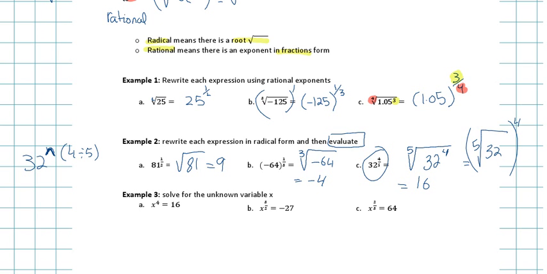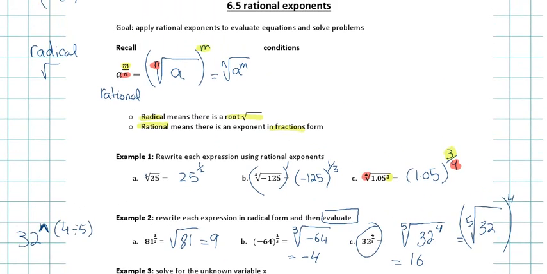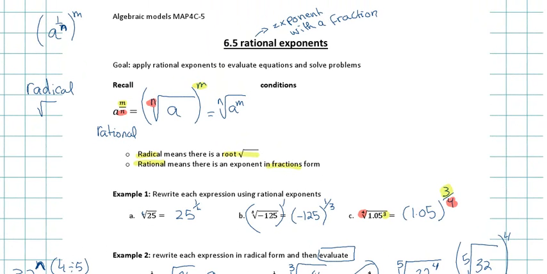All right, I'm going to scroll back up because there are restrictions that I forgot to put down. In order for the formula a to the power of m over n equals the nth root of a to the power of m to be true, we have these conditions. M, the numerator, is an integer.